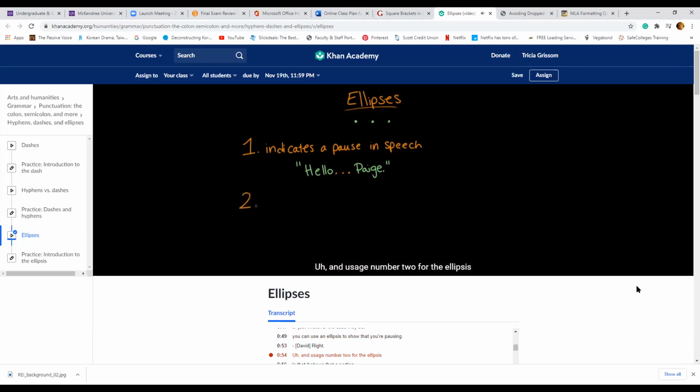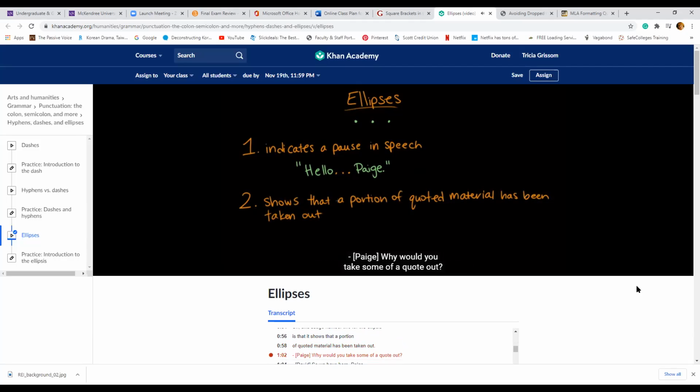Right. And usage number 2 for the ellipsis is that it shows that a portion of quoted material has been taken out. Why would you take some of a quote out? So we have here, Paige, you have chosen a quote from the renowned wizard and orator Albus Dumbledore, and he says, "Words are, in my not so humble opinion, our most inexhaustible source of magic." If you wanted, you could kind of take out that aside, that "in my not so humble opinion." Yeah, I don't have a lot of space on this screen, so I don't want to write that whole thing, right? So I can say, words are, ellipsis, our most inexhaustible source of magic.